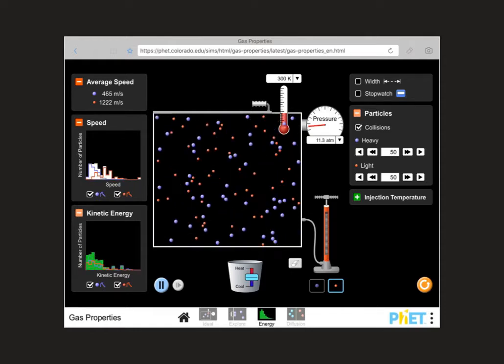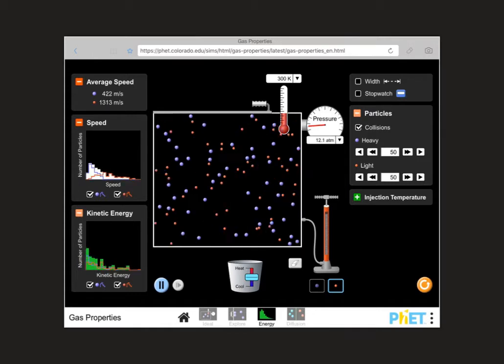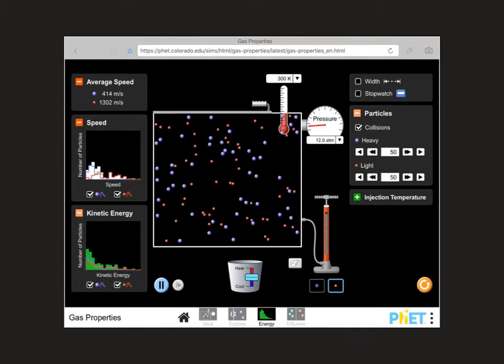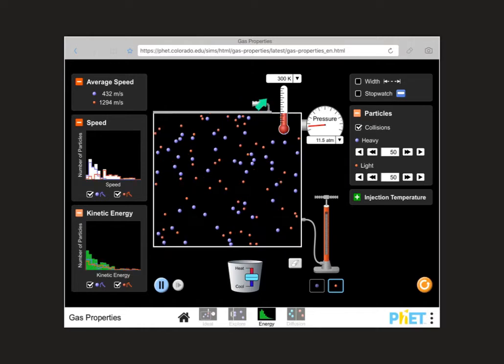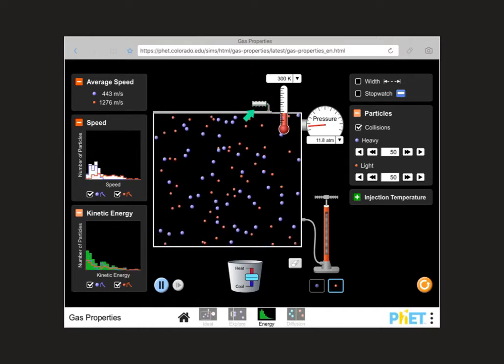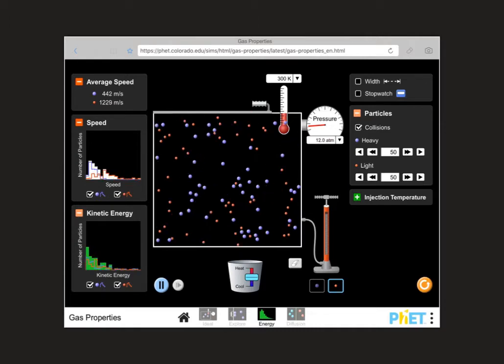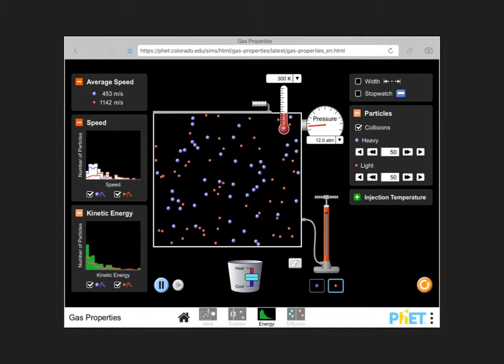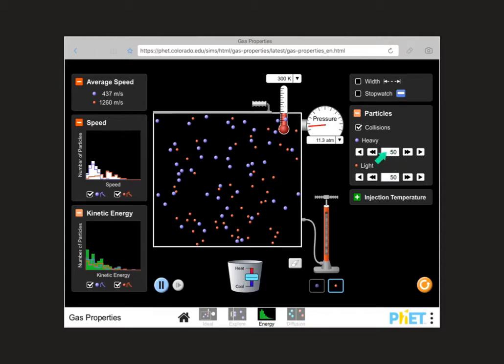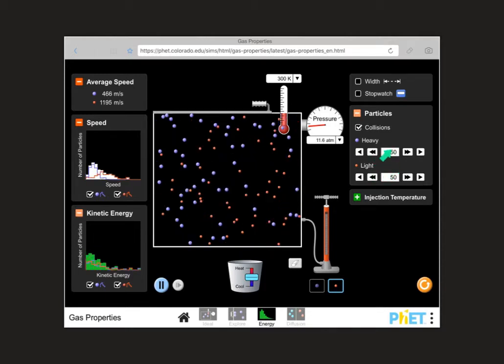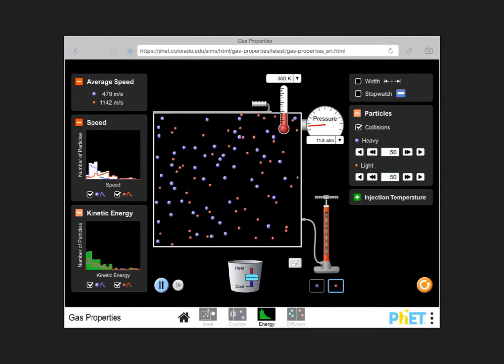Now, I'm going to add one more little twist to this, or I'm going to change the system just a little bit. I'm going to adjust this knob up top. And what I'm going to do is this is actually going to open up a little hole in the top. And that's going to simulate the phenomena of effusion. And what I want you to look at when I do that is I want you to look at the number of particles.